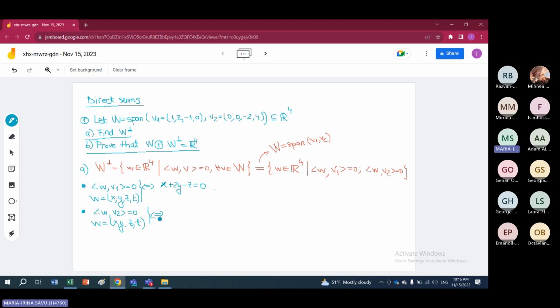Okay, and this time you have to compute the dot product between w and V2, which is given by -2z + 4t = 0. Okay, so you have these two conditions, and then the system with these conditions.